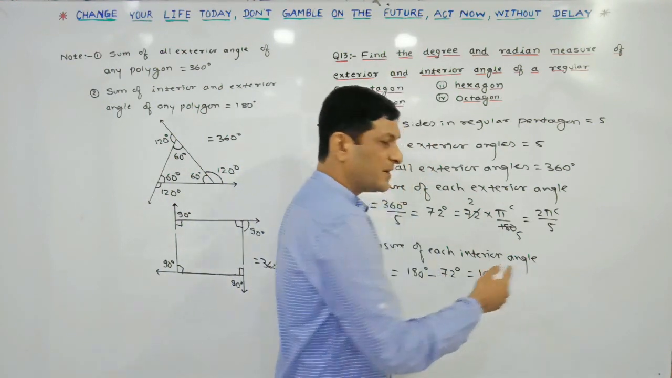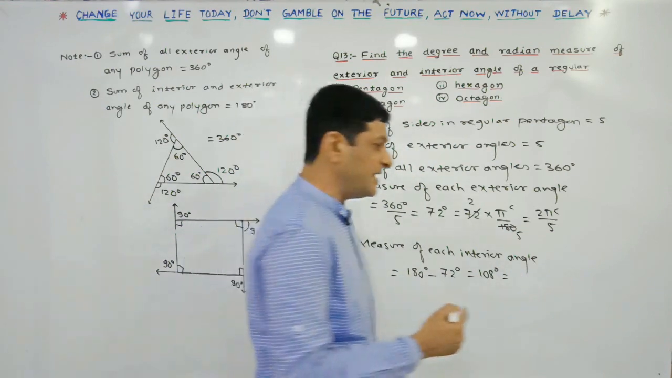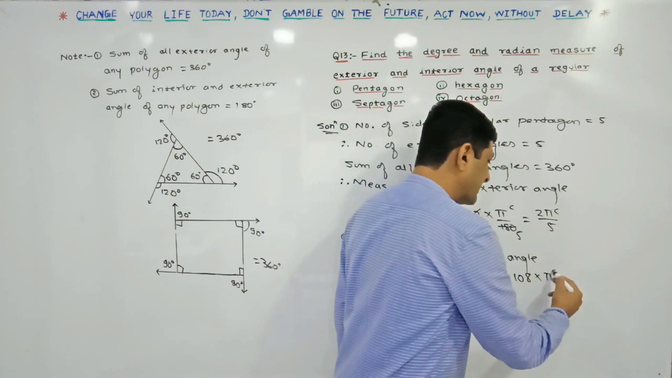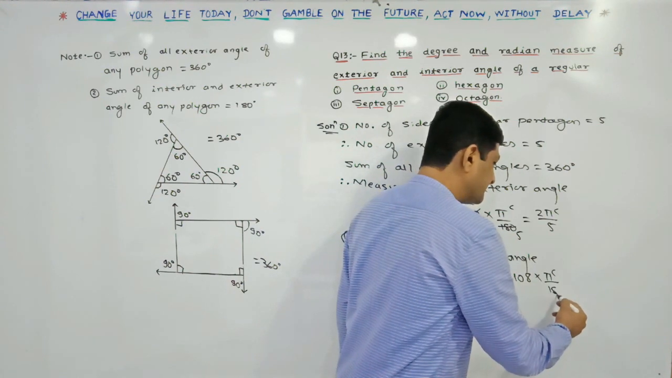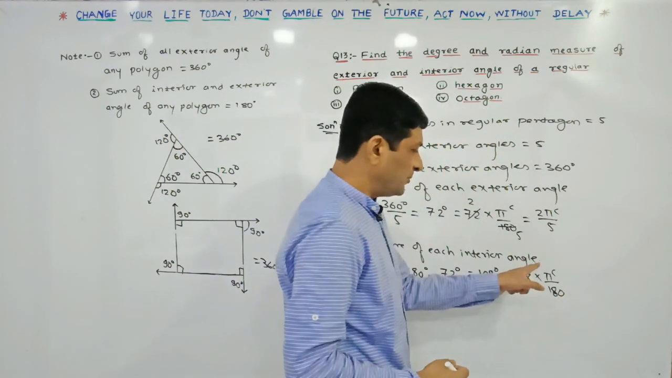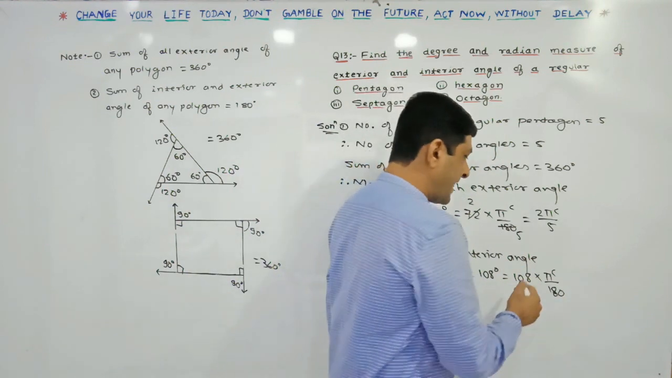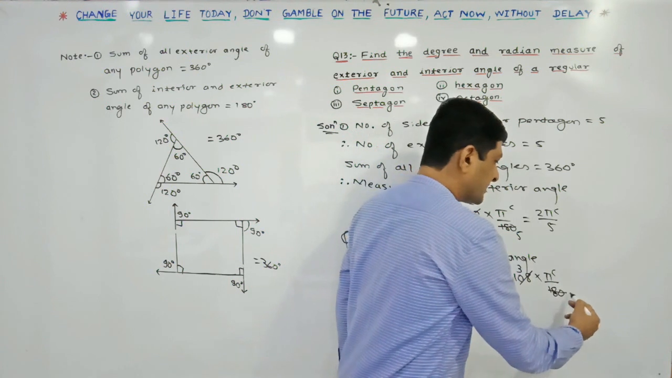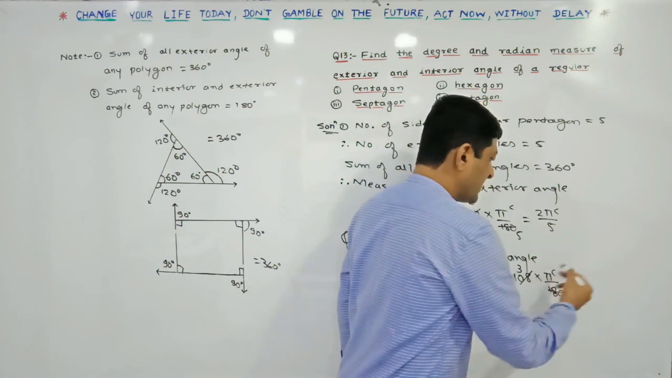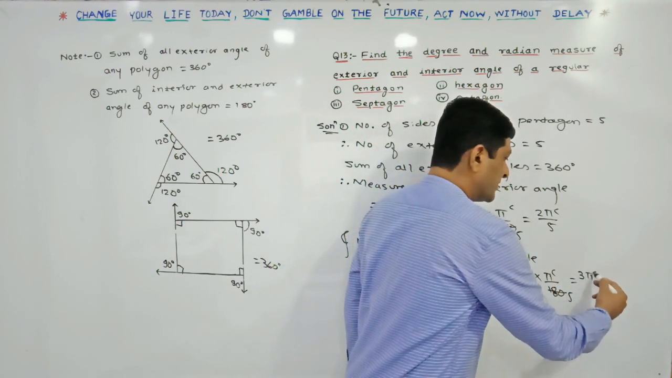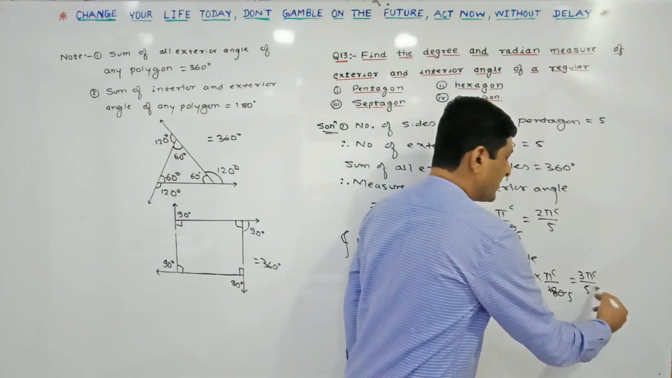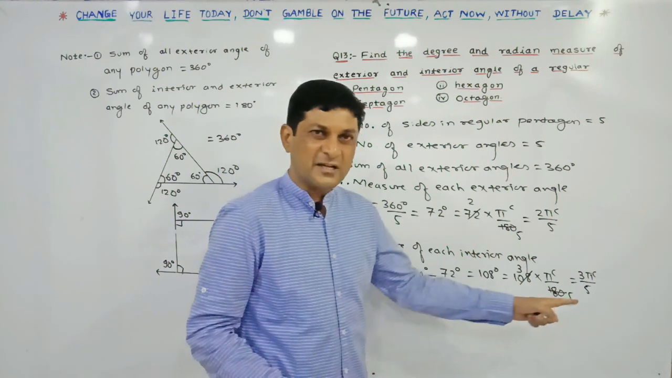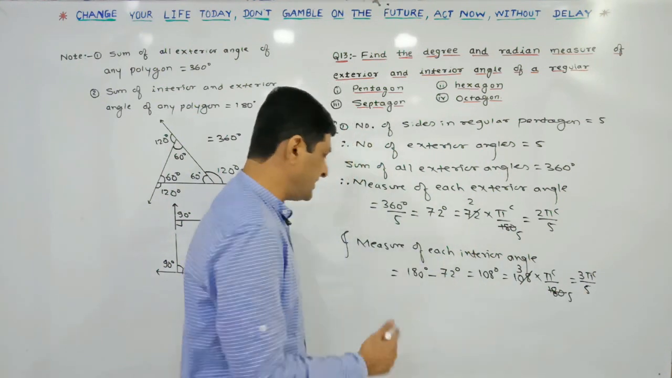In this way we have got the degree measure. To convert it into radian, we multiply it by pi upon 180. Now both the numbers here also are divisible by 36. 36 threes are 108 and 36 fives are 180. So what result are we getting? 3 pi radian divided by 5. In this way we have got the measure of the interior angle in radians and also in degrees.